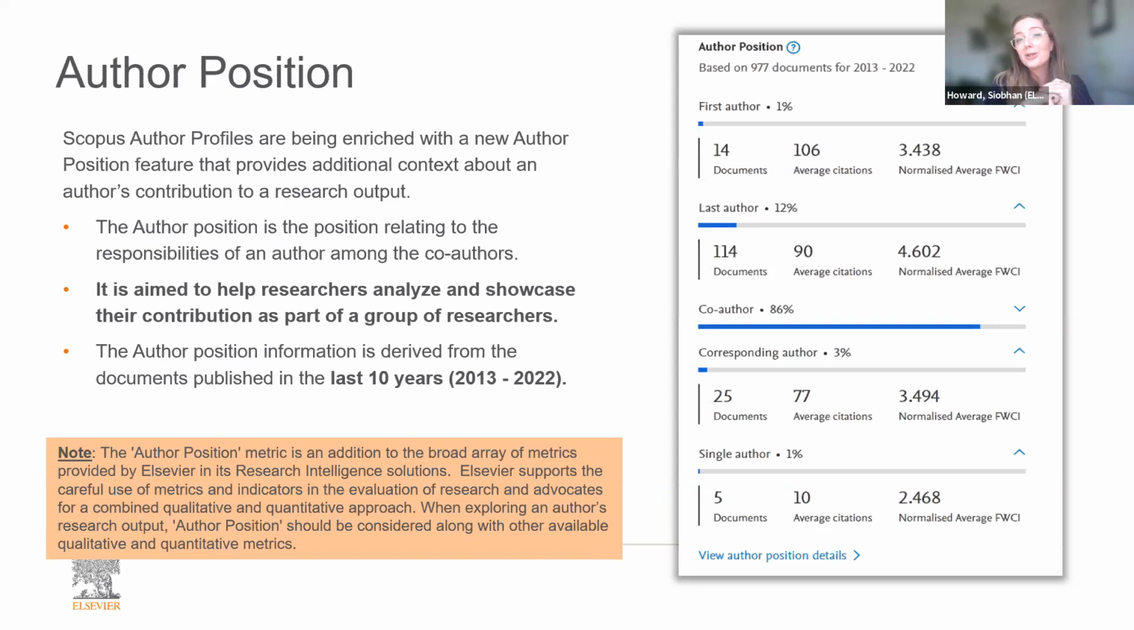Because we at Elsevier really strongly encourage, whenever you are using our metrics, to use them with a qualitative perspective and your own expertise of that area, and also to use multiple metrics. So never just rely, for example, on this first author perspective as the only sign of success. If there are a lot of first author papers, they must be really good, but actually look at all of their author metrics to get a really comprehensive idea of what their performance looks like across bibliometrics.